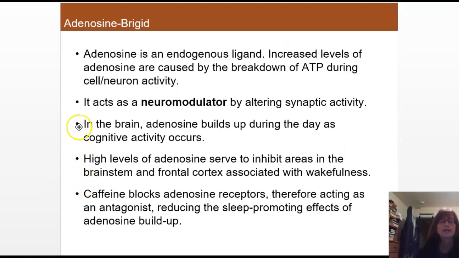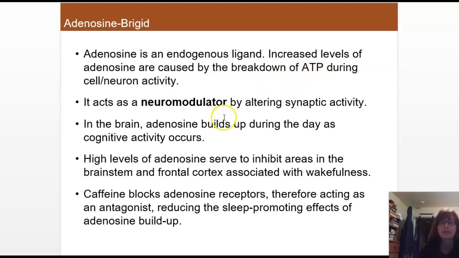And last, but certainly not least, and actually our first presentation, was by Bridget. Bridget did a great presentation on adenosine. Adenosine is an endogenous ligand, meaning that it's produced within the body, and it acts as a ligand on the receptors of certain cells, especially in the brain. We see adenosine levels increase throughout the day as adenosine triphosphate, ATP, is used during normal cellular activity, because remember, this is an energy molecule.